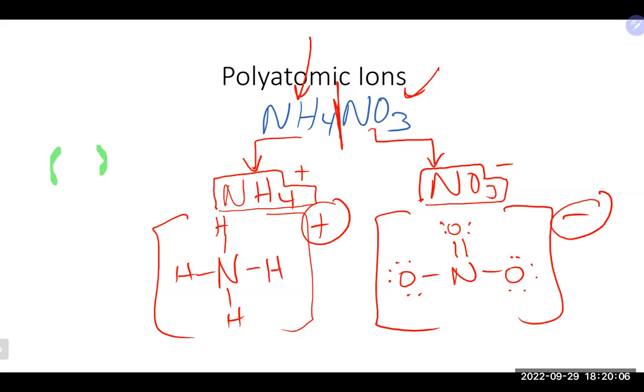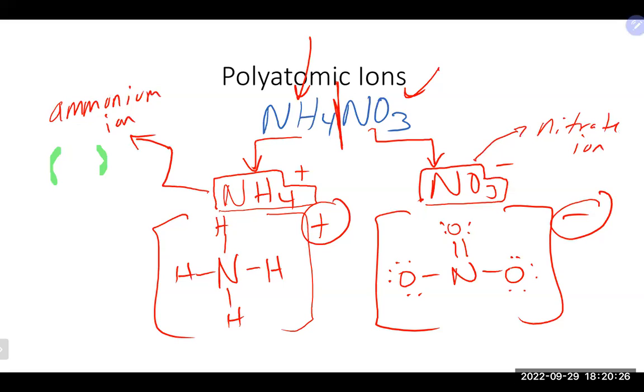Each of these polyatomic ions has an individual name. This guy here is what is referred to as the ammonium ion, not to be confused with ammonia, that does not have a charge. This is the nitrate ion. The good news about polyatomic ions is you just use the name. So in this particular case, since we have 2 polyatomic ions together, this guy that I originally wrote there would be ammonium nitrate.